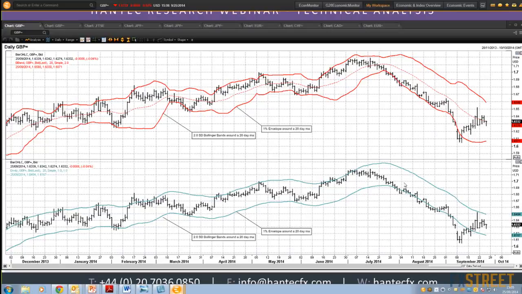I mean, the percentage bands do have their merit, but I think they're more of an absolute indicator rather than a relative indicator. And because the concept of volatility is introduced into Bollinger Bands, I think that makes them far more useful than envelopes.